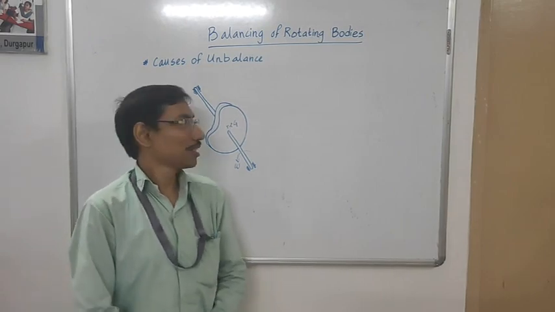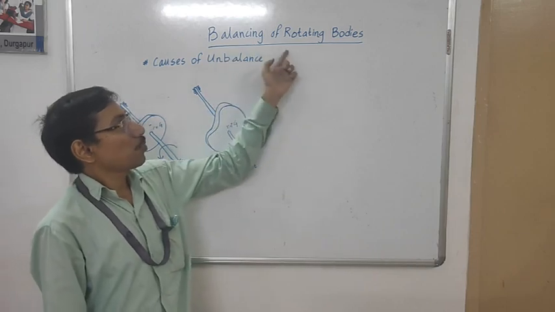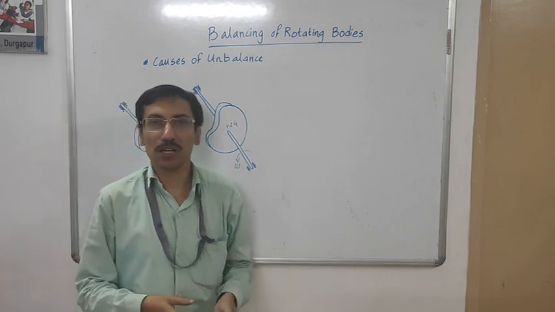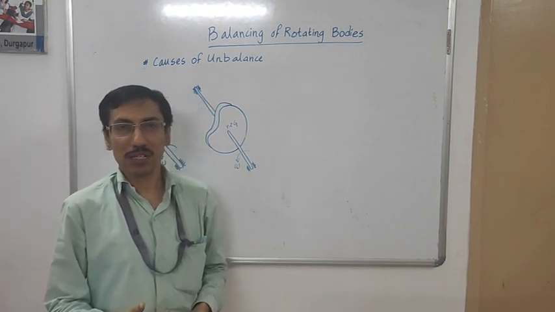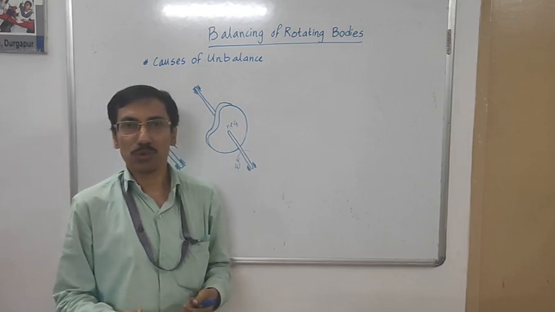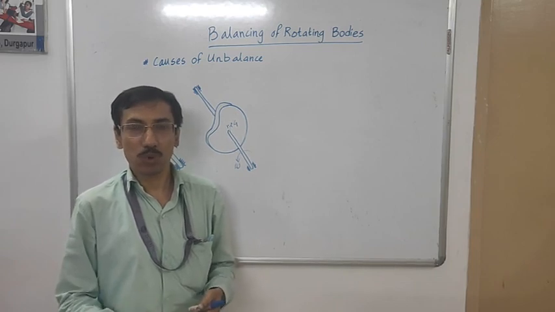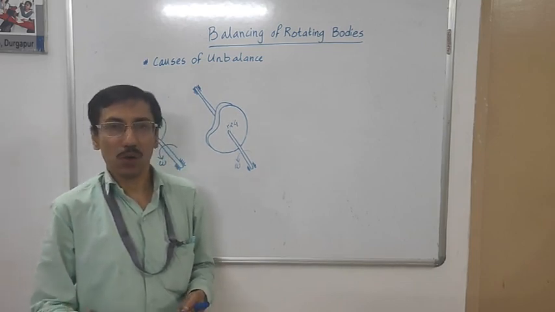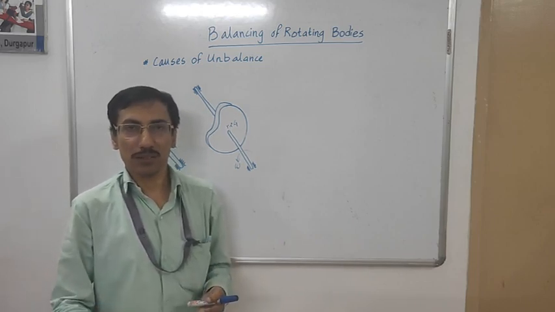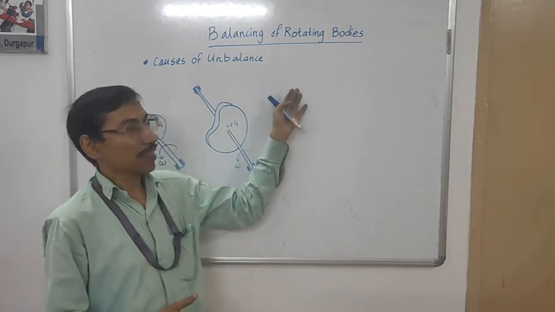Good afternoon, everybody. Today we are going to discuss a new topic, balancing of rotating bodies. For that, first you have to understand what a rotating body is. Rotating body examples from an industrial applications point of view would be turbines, pumps, motors, even a ceiling fan, or the wheels of any automobile vehicles. That can also be considered as rotating bodies.